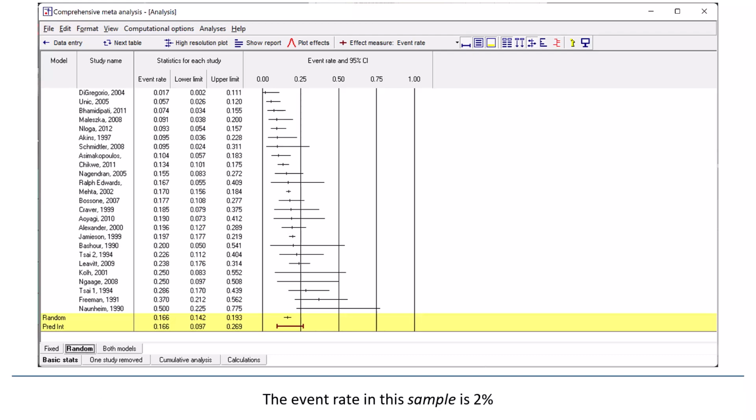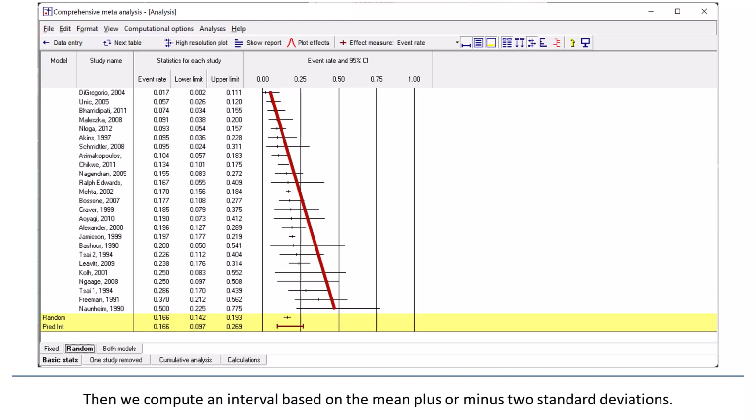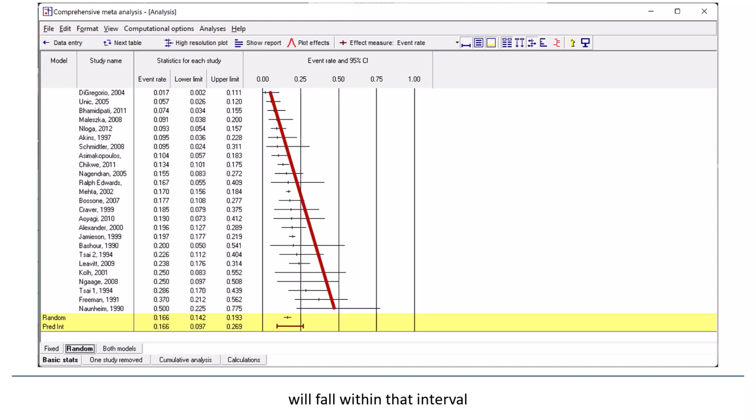Additionally, the event rates that we see incorporate some amount of sampling error. The event rate in this sample is 2%, but the actual event rate in that population could be as high as 11%. So, to compute the actual amount of dispersion, we do something similar to what we would do in a primary study. We compute the standard deviation of true effects based on the information from all 25 studies. Then, we compute an interval based on the mean plus or minus 2 standard deviations. If we can assume that the effects are normally distributed in the relevant units, we would expect that the true effect size in 95% of all comparable populations will fall within that interval.